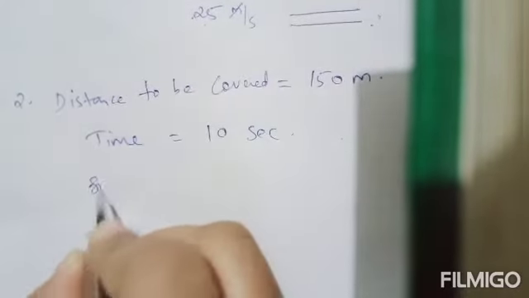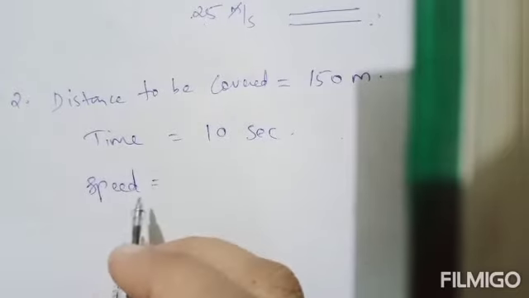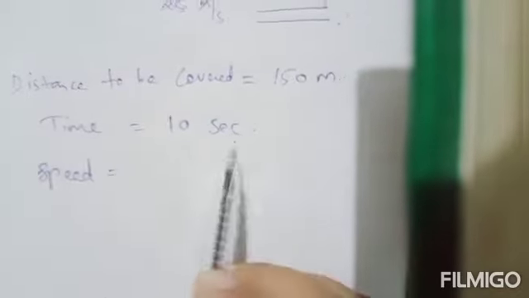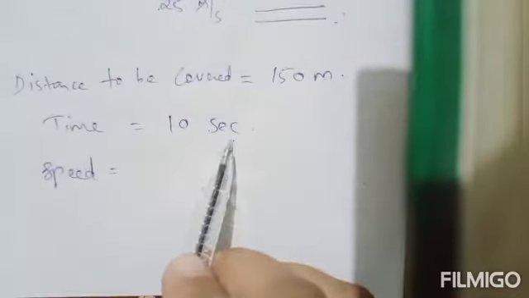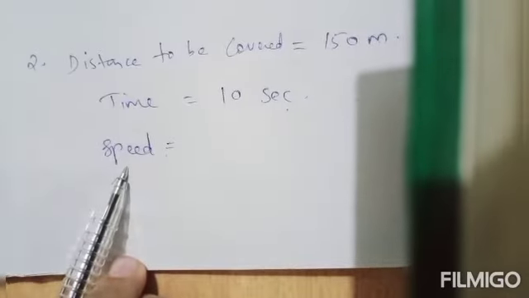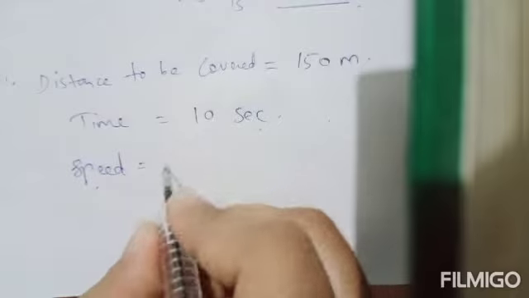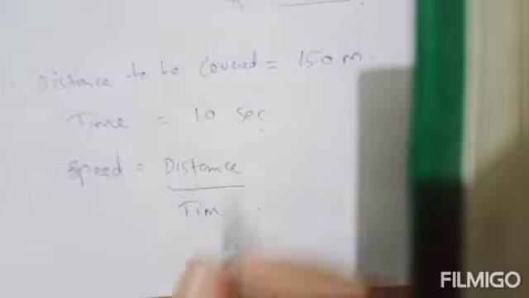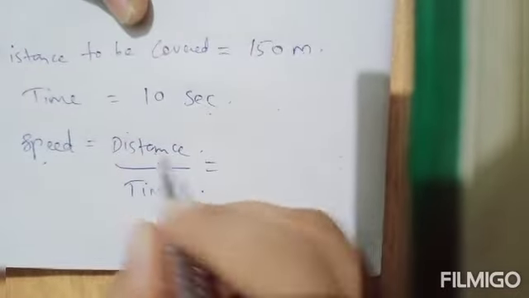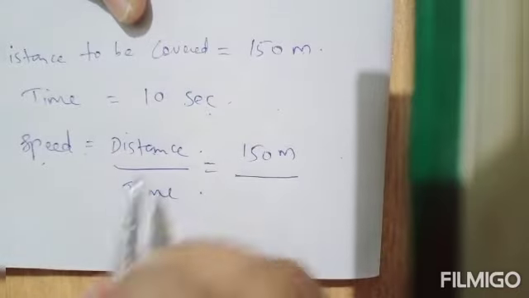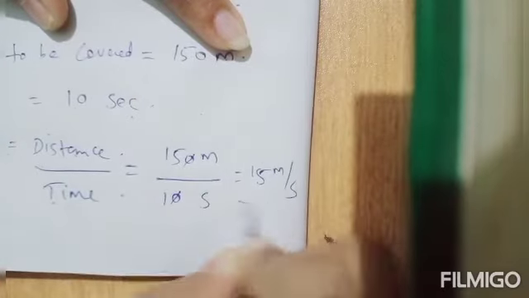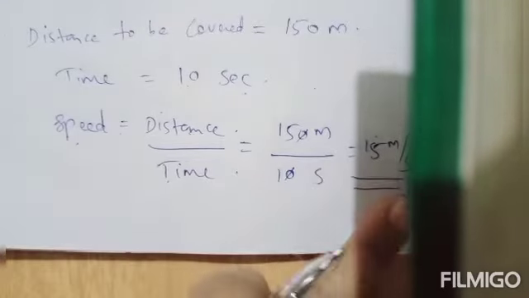Now you can find the speed. Find the speed of the train in kilometers per hour. Here we can first find the speed in meters per second, since distance is in meters and time is in seconds. Speed equals distance by time. This is the formula. Substituting, distance is 150 meters by time 10 seconds, so you will get 15 meters per second. This is the speed of the train in meters per second.